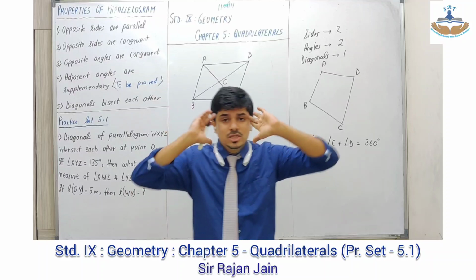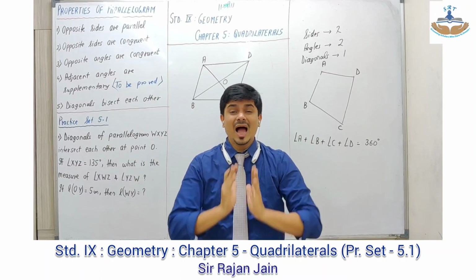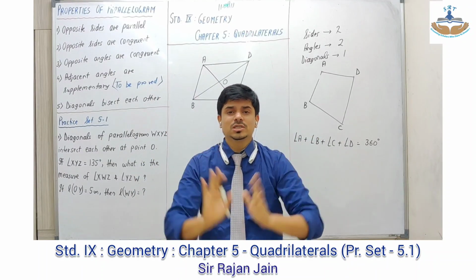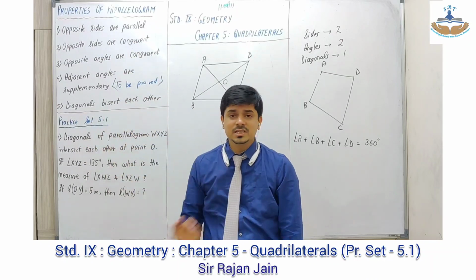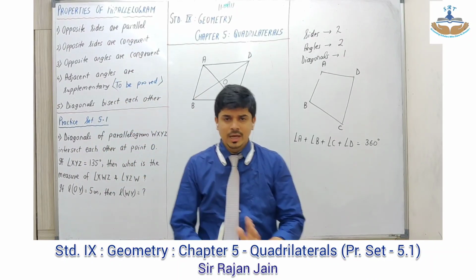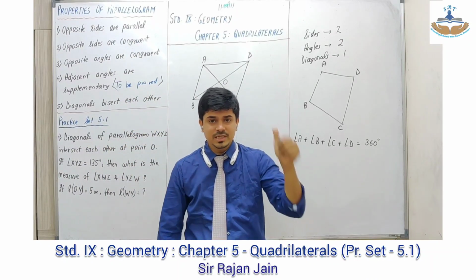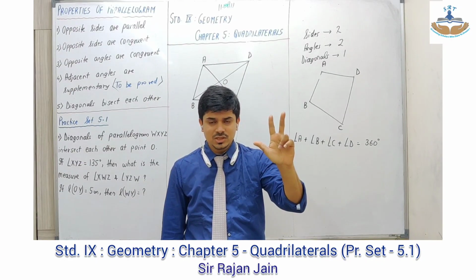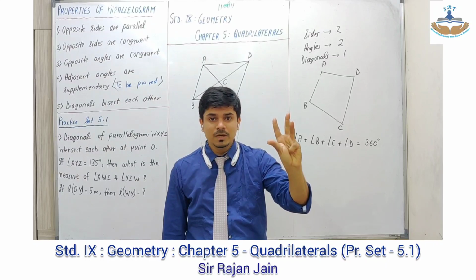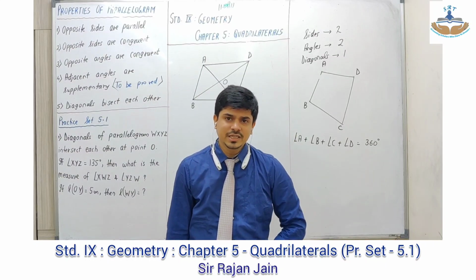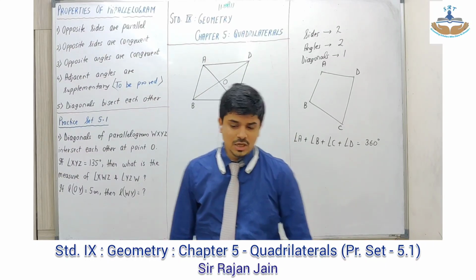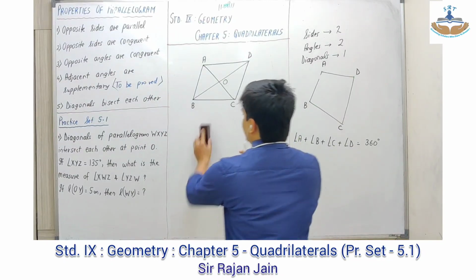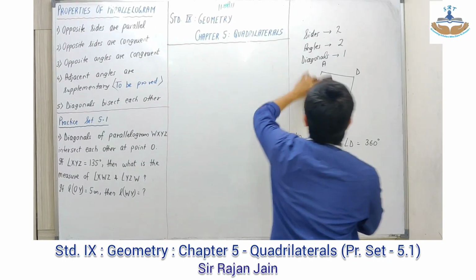Is that clear? So these are the 5 properties that you have to mug up. All your sums are based on these 5 properties in your practice set number 5.1. I again repeat those 5 properties. Opposite sides parallel, opposite sides congruent, opposite angles congruent, adjacent angles supplementary, and diagonals bisect each other. Clear? Okay. Chalo. Now let's start with the sums which are based on practice set number 5.1.